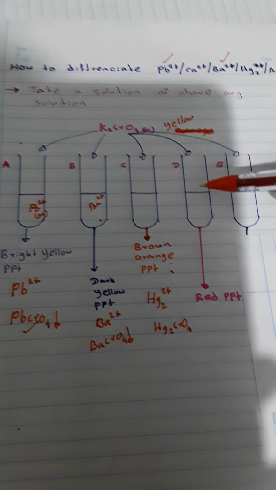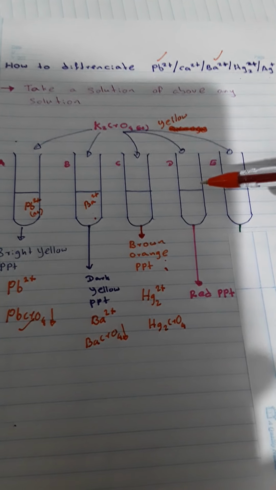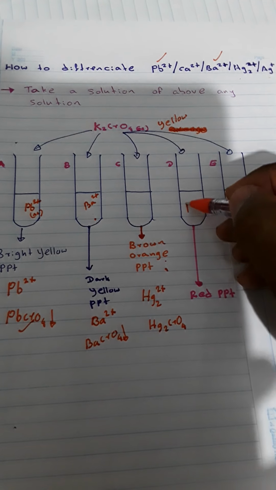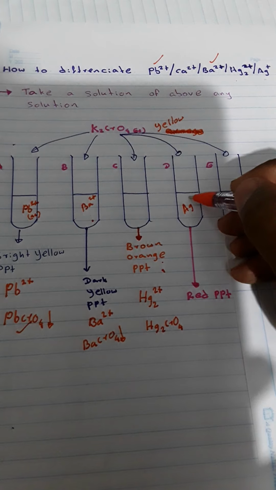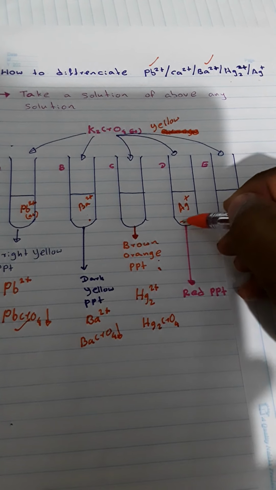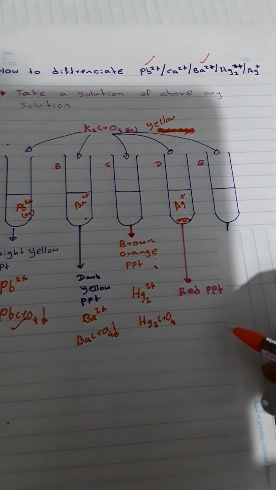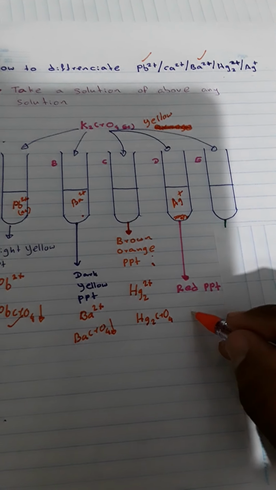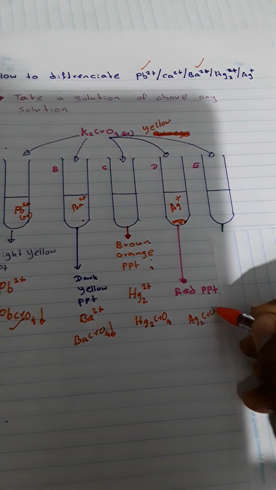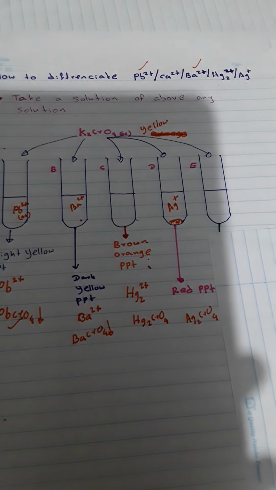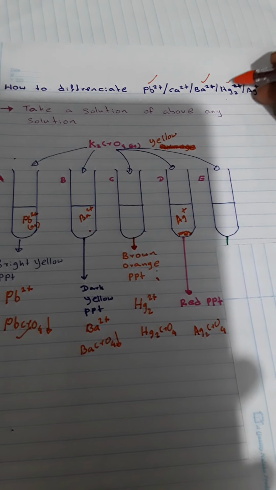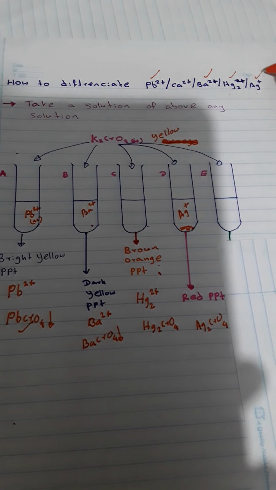And for the next tube, I will add potassium chromate. It gives a red precipitate. That is because it contains which ion? That is because it contains Ag+ ion. What is that red precipitate formed? It is Ag2CrO4, right? So I identify Hg2 2+ and Ag+ now, right?